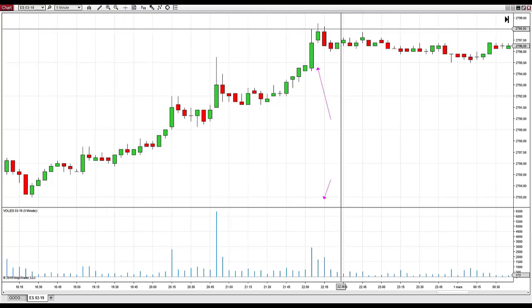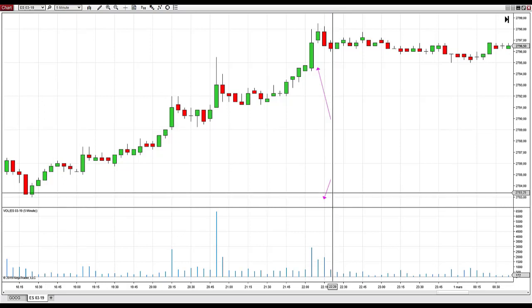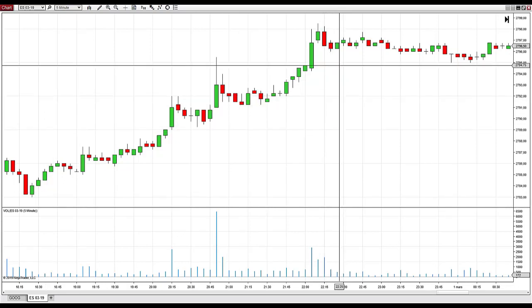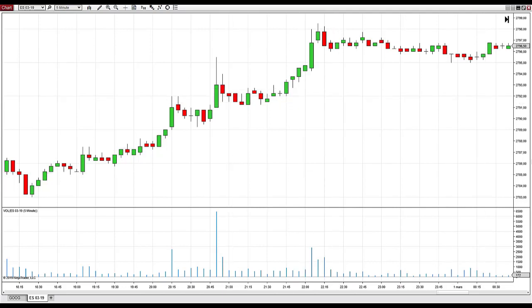And what happens when there's no more demand? Well, the prices will stall and consolidate. Or if there's supply coming in, sellers entering the market, the prices will fall. There will be a pullback or a sideways consolidation.